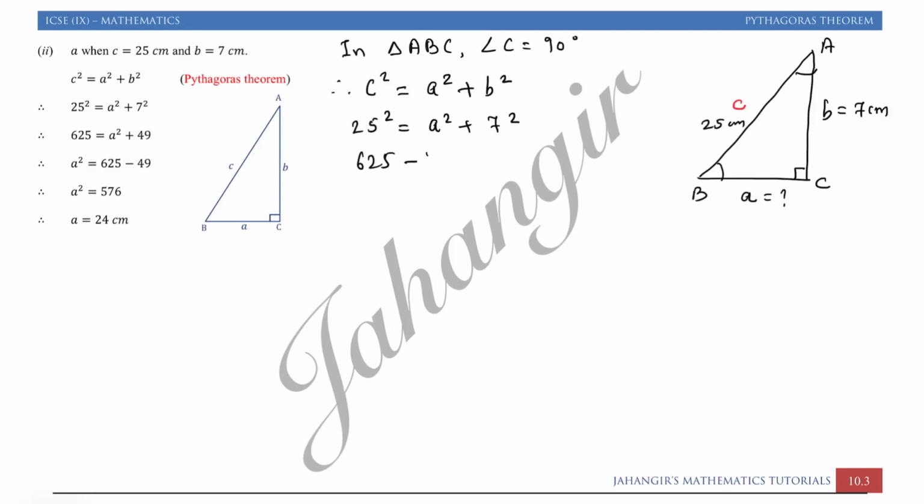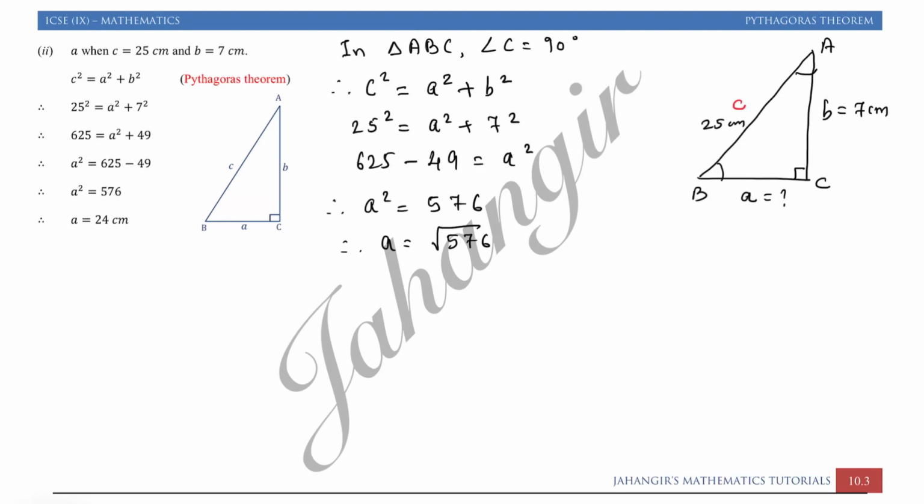625, 7 square you can shift inside, that will become 49 is equal to A square. So therefore I can write A square is equal to 576. So therefore A is equal to square root of 576.